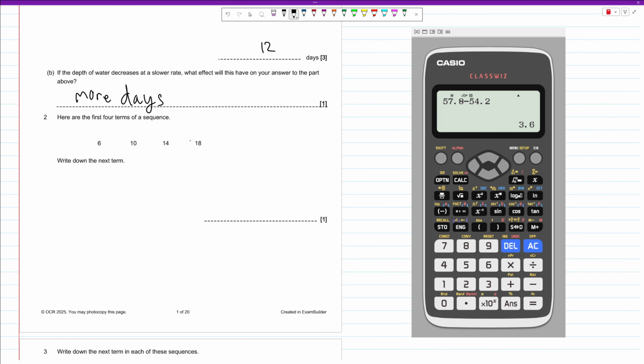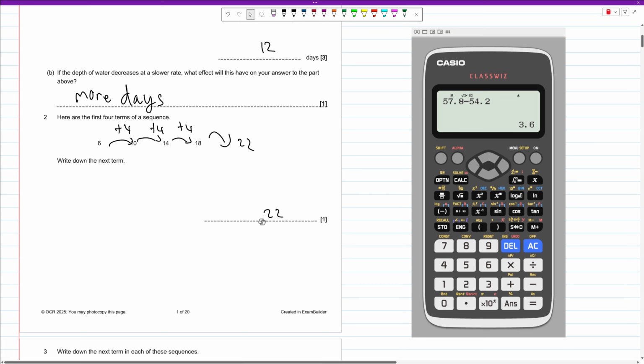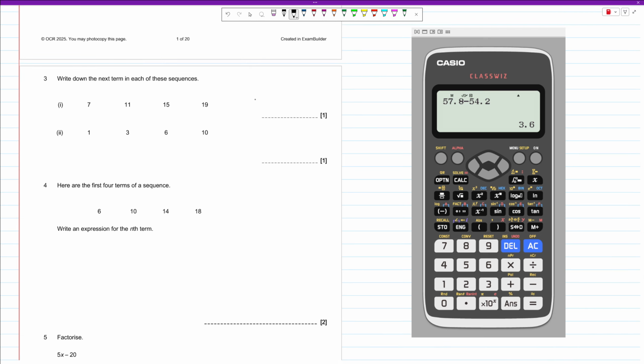Alright, first four terms of a sequence. It's clearly add 4 on each one. So therefore the next one is 22. Magic. Write down the next term. Cool. 4, 4, 4, so 23.